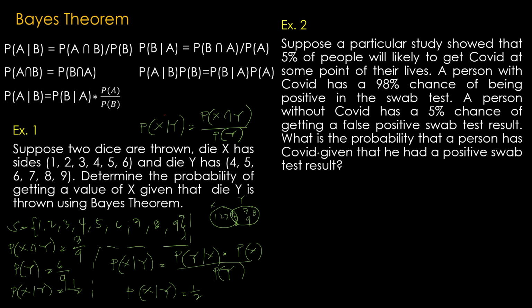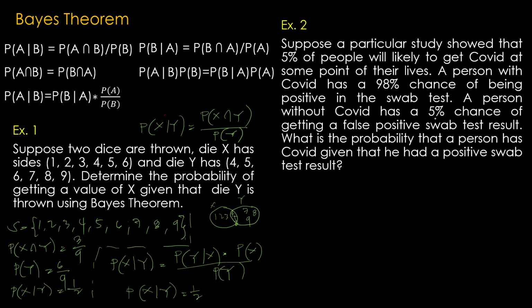Okay? And the question is, what is the probability that a person has COVID given that he had a positive swab test result? In this particular problem, it says here that not all of the positive swab test results mean that the person actually has COVID.